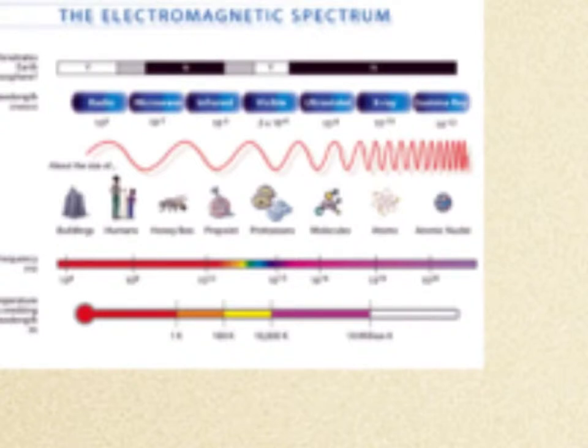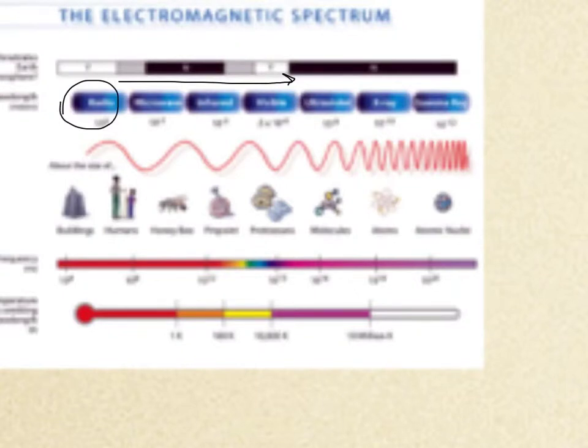So first we're going to need to remember that radio waves have the longest wavelength, and it gets shorter as we move to the right. So microwave is the next longest, infrared is the next longest, visible next, ultraviolet, then X-ray, then gamma ray.